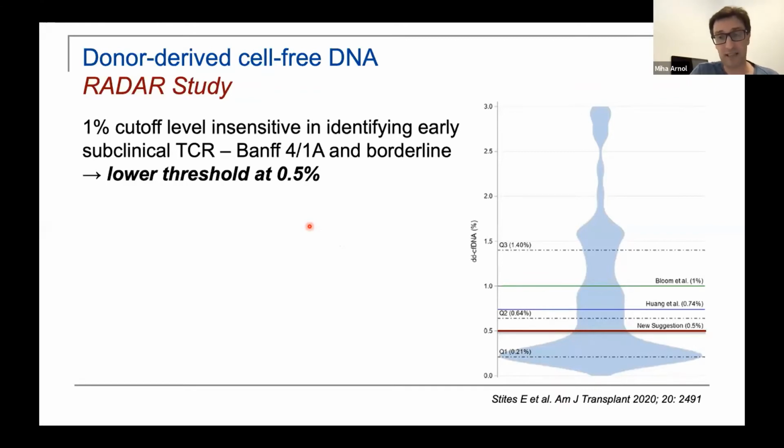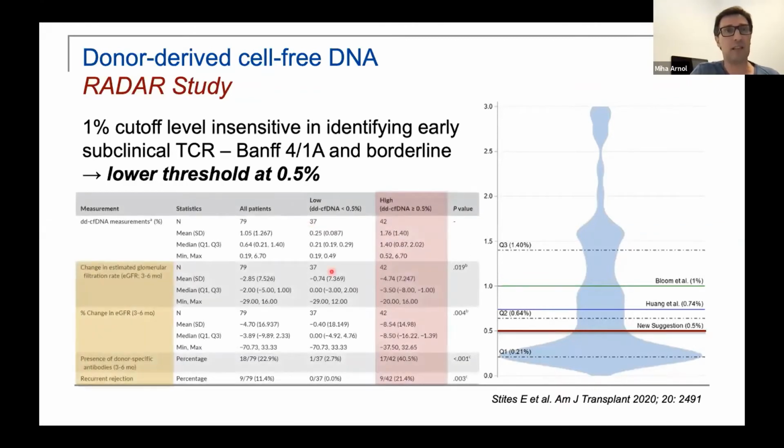And what is even more important is that elevated levels of this donor-derived cell-free DNA, above this cutoff value of 0.5%, predicted adverse follow-up outcomes between 3 and 6 months after the diagnosis of rejection, meaning a significantly greater decline in estimated GFR and greater incidence of de novo DSA occurrence or recurrent rejection episodes. Meaning that this novel biomarker is not only a diagnostic, but also a predictive biomarker for inferior outcomes after active rejection.